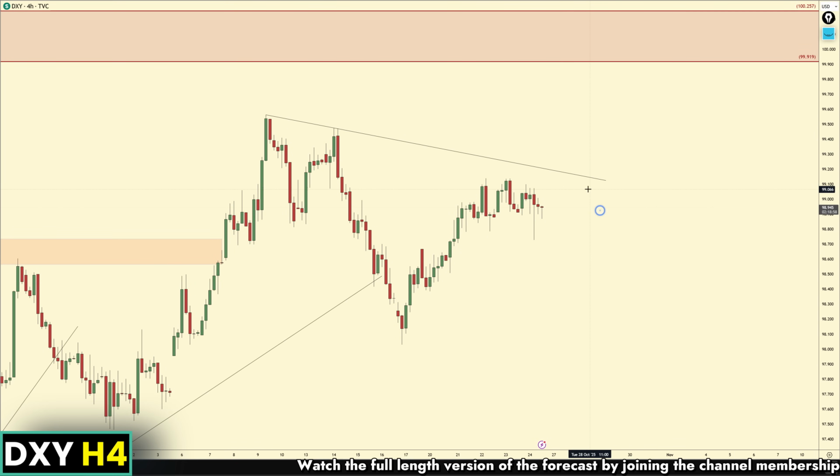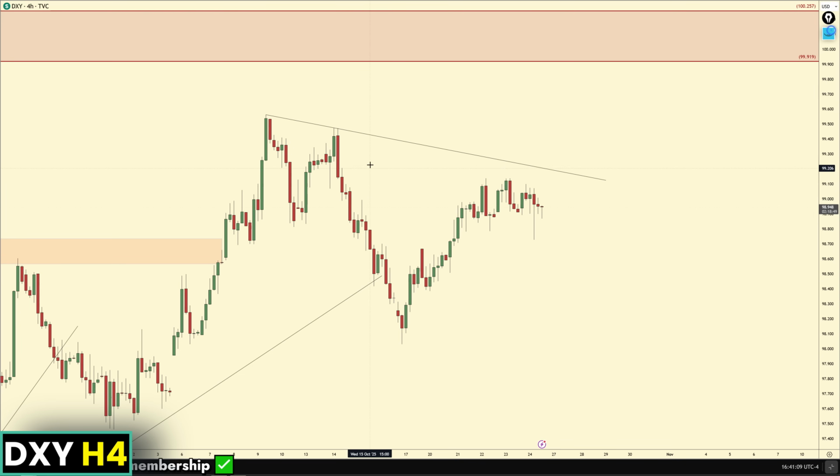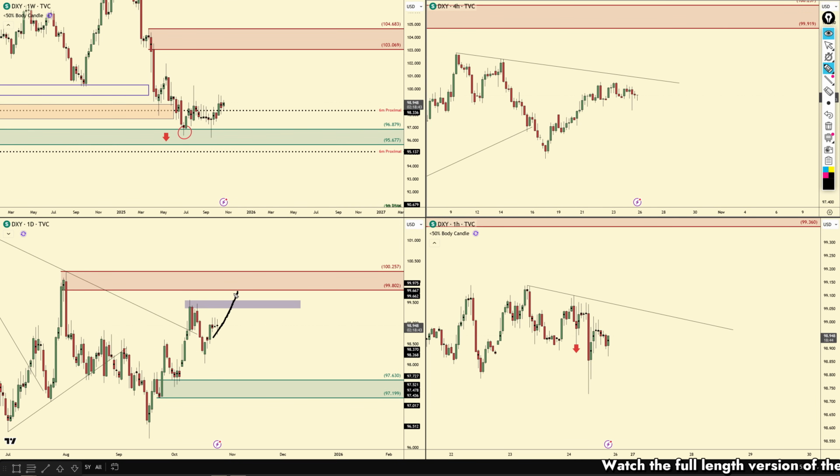It'll be interesting to see what takes place around that trend line. Obviously, a break of this 4 hour downward trend line is going to be a bullish sign for sure on the DXY. So I will be watching both the 4 hour and the 1 hour downward trend lines to determine if price is going to target this daily liquidity.